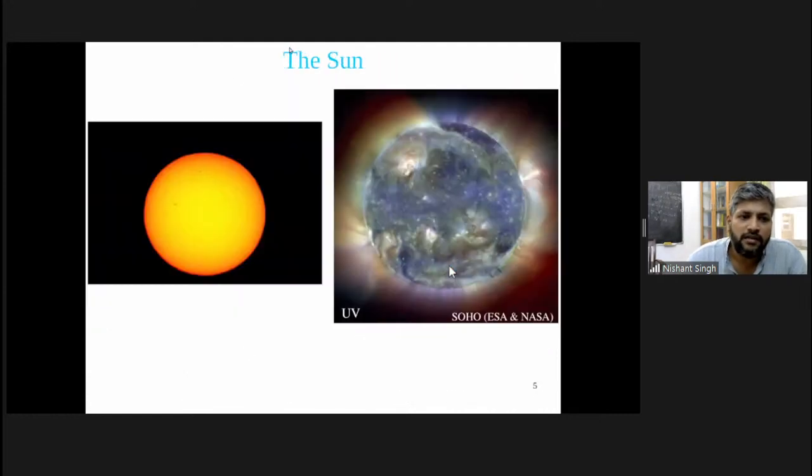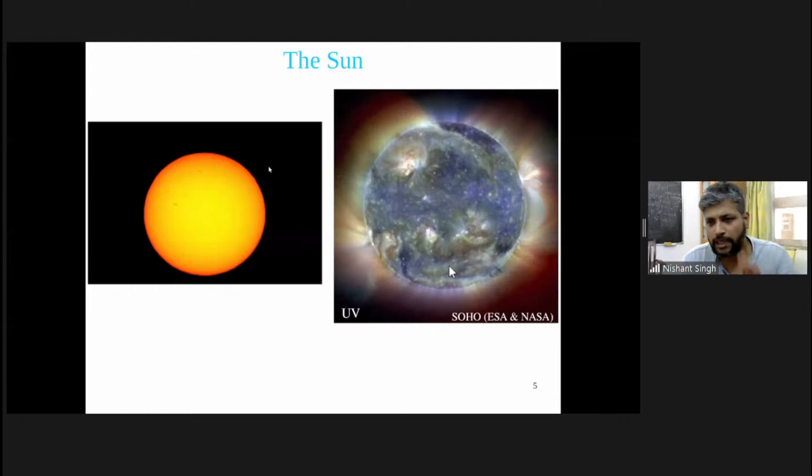When you look at the sun with the naked eye, you roughly see a uniformly illuminated, nearly uniformly illuminated disk. You might also notice some dark features. We don't know what they are. We perhaps still don't know why they form. But we know that these are the sunspots, the regions of intense magnetic fields. But that I'll come to later, if there is time.